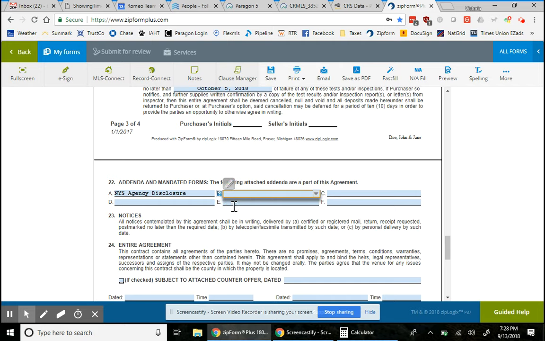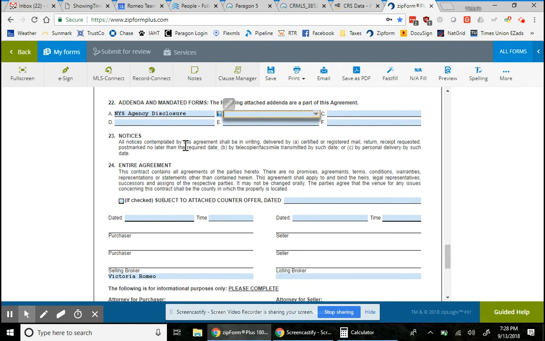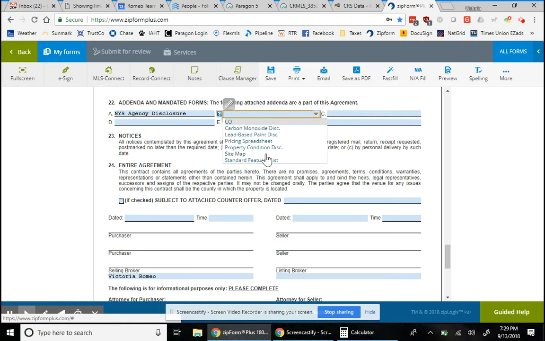Beautiful. Paragraph 22, it's the last page. What goes there? Always the New York State agency disclosure. Always, always, always. There is never a scenario where that disclosure is not going to be required for us. That should always be paragraph A. Done, end of story. Second one is usually the property condition disclosure.